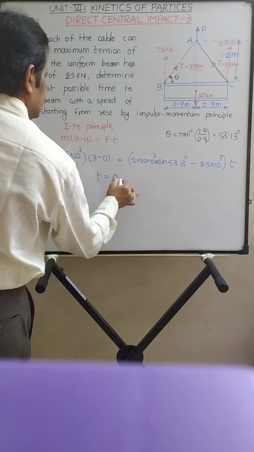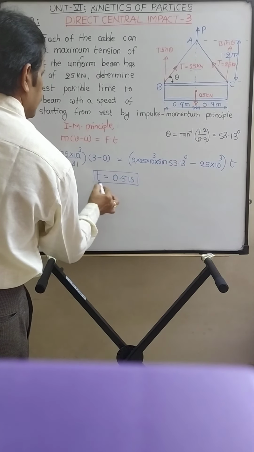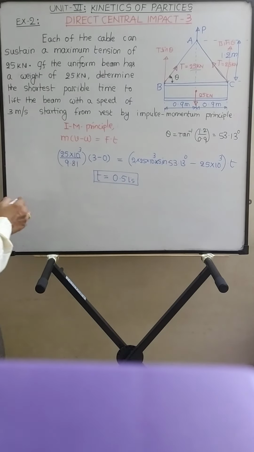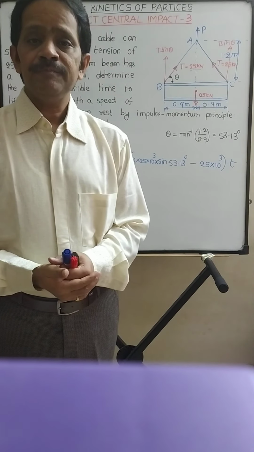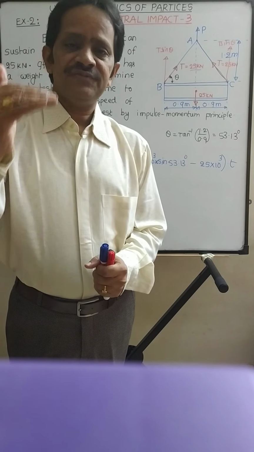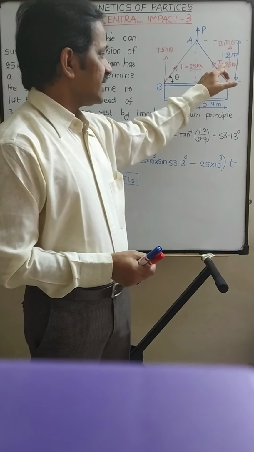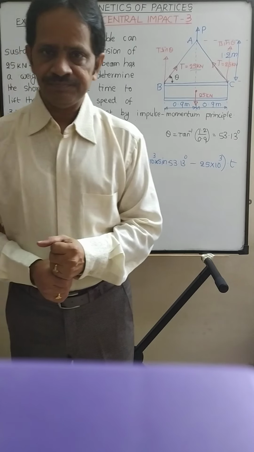0.51 seconds. So 0.51 seconds is the shortest possible time with which you can lift the beam from rest to a velocity of 3 meters per second without exceeding the tension in the cable, 25 kilonewton. Understood? Thank you.